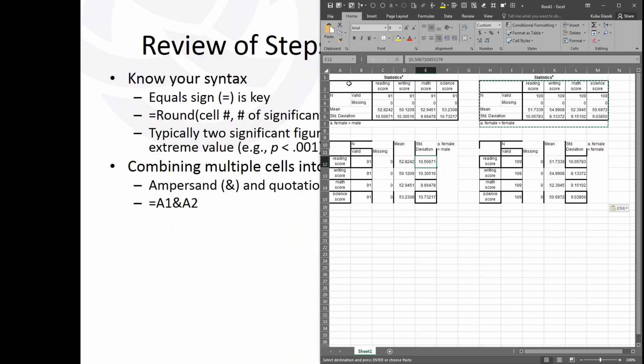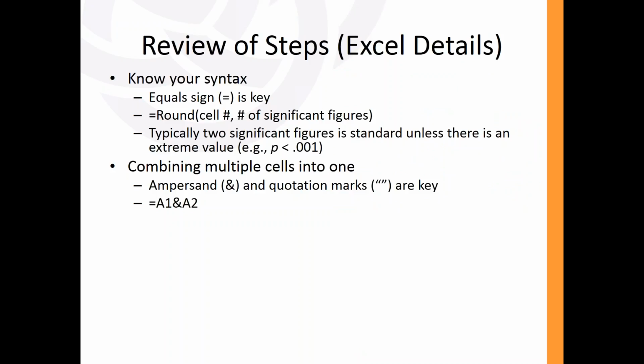So that's what I'm talking about. A1 is all the way up here, right? This is cell A1, and A2 and A3 and so on and so forth. When you want to combine the output from two cells, you just tell Excel, look, I want A1 and A2 together, so this is what you would tell it, A1 ampersand A2.